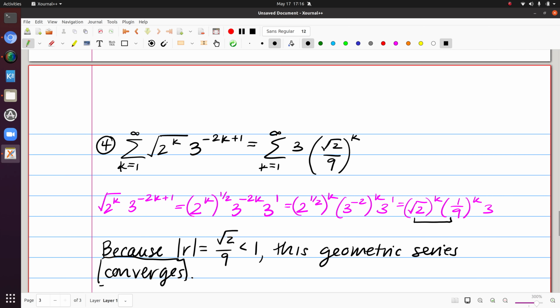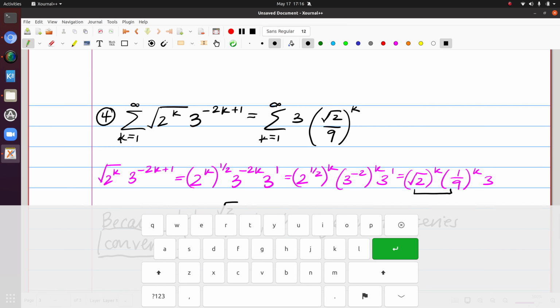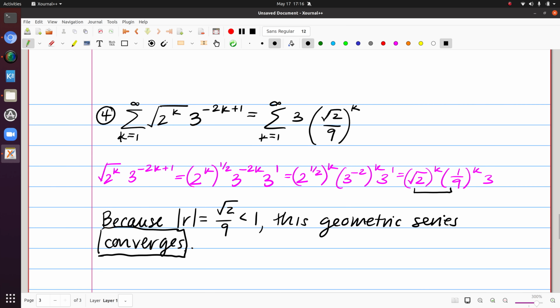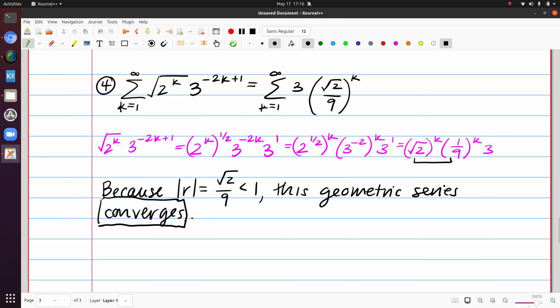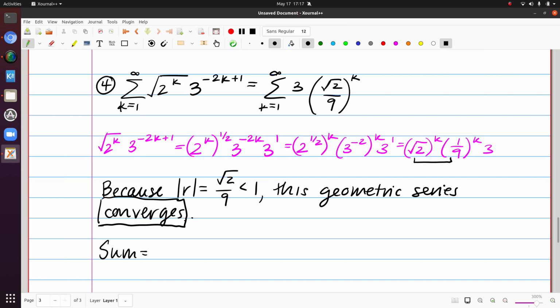So in your justification, you want to mention that it's geometric, so it's clear what we're referring to, and then also specify the condition, which involves checking the r value. The question only asks to decide if it converges or diverges, so this would be complete. But I'll, again, just for reference, point out that we can find the sum of the series. The sum would be the first term, which is 3 times root 2 over 9, divided by 1 minus root 2 over 9. So not only can we say it converges, if it's geometric, we can then find the sum of the series.